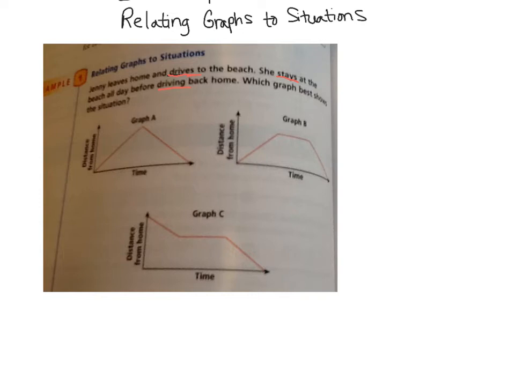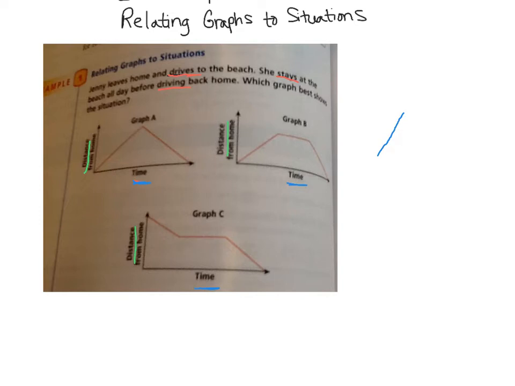So if you look at these words, you have time down here, and then you have distance over on the side. And that distance is from home. So we are going to be driving to the beach. So our distance from home is going to be greater the further we get from home, or the more time we spend on the road. So that's going to be caused by an upward line. The more time on the road, the further we get from home.